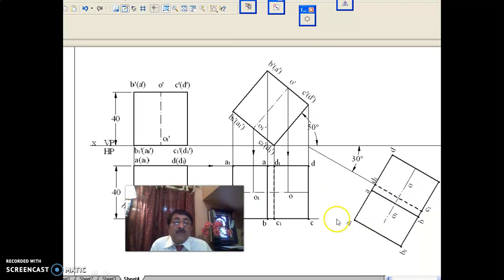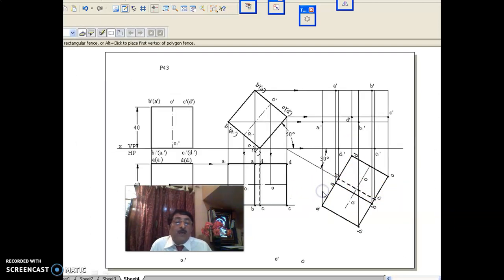Next, what you do is, the edge on HP is inclined at 30 degrees to VP. That is, the edge on HP, C1, D1, is inclined at 30 degrees to VP, you do. Move, copy, rotate such that C1, D1 is inclined at 30 degrees to VP. The second stage top view will be the same as the third stage top view, since the inclination to HP is not changed, and the only thing is it is rotated such that the edge on HP is inclined at 30 degrees to VP.